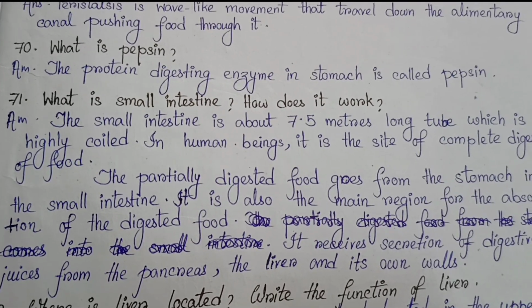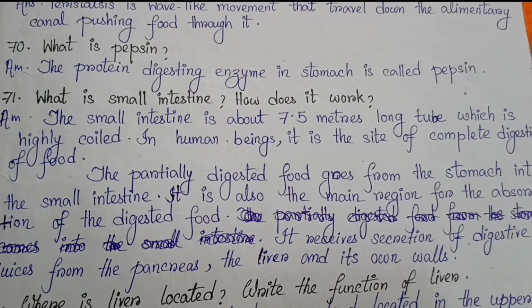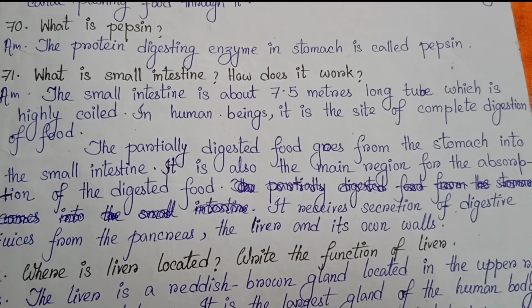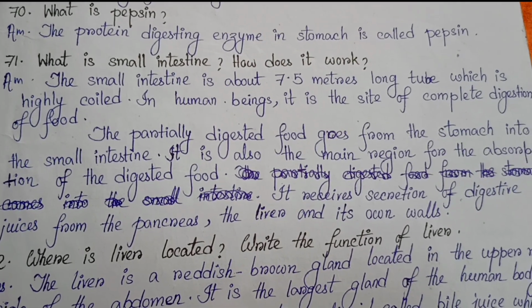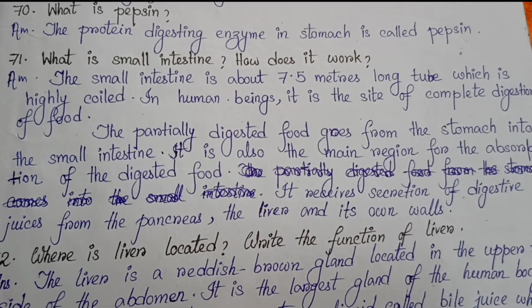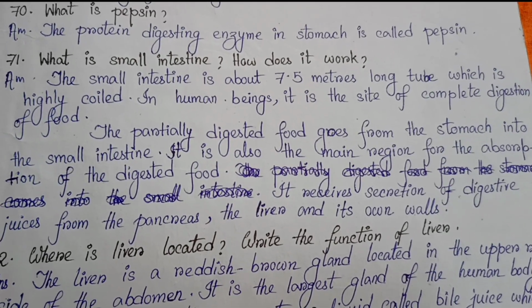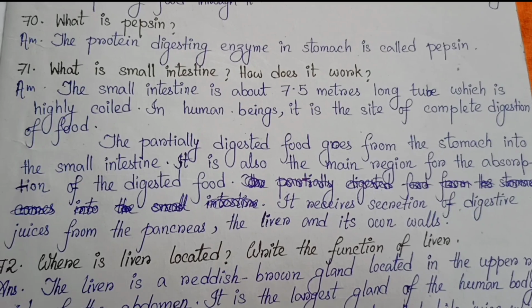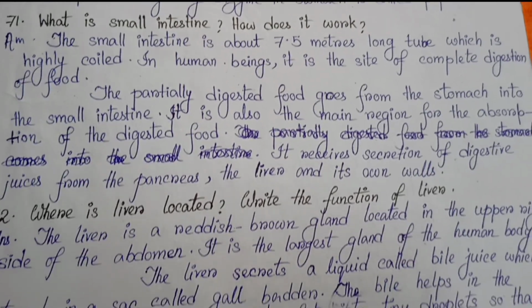How does it work? The small intestine is about 7.5 meters long tube which is highly coiled. In human beings, it is the site of complete digestion of food. The partially digested food goes from the stomach into the small intestine. It is also the main region of the absorption of the digested food. It receives secretion of digestive juices from the pancreas, the liver, and its own walls.